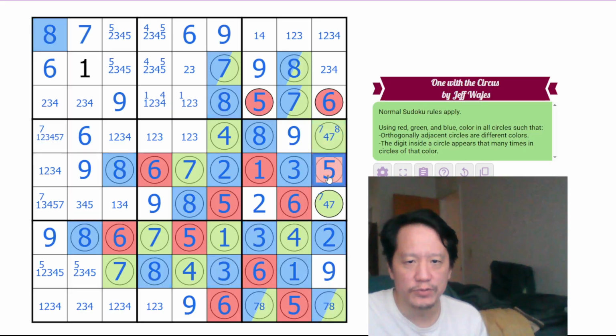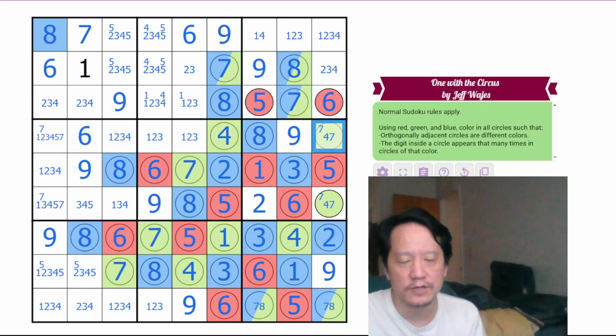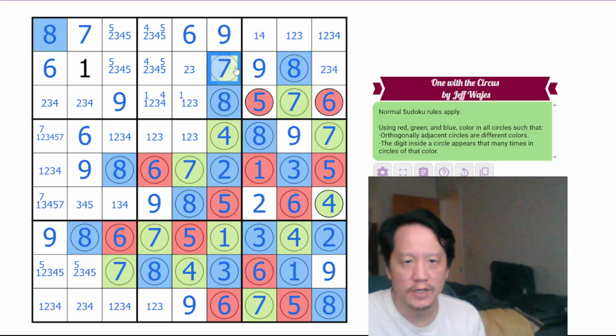So this cannot be blue. It's 4, 7 as a pair. This 4 eliminates possibility of 4 in a row. So this is 7. This is 4. That makes this 8 and 7. So again, this cannot be blue. This cannot be green. This can't be blue. This can't be green. This can't be blue. And the rest we should be able to do with normal Sudoku.